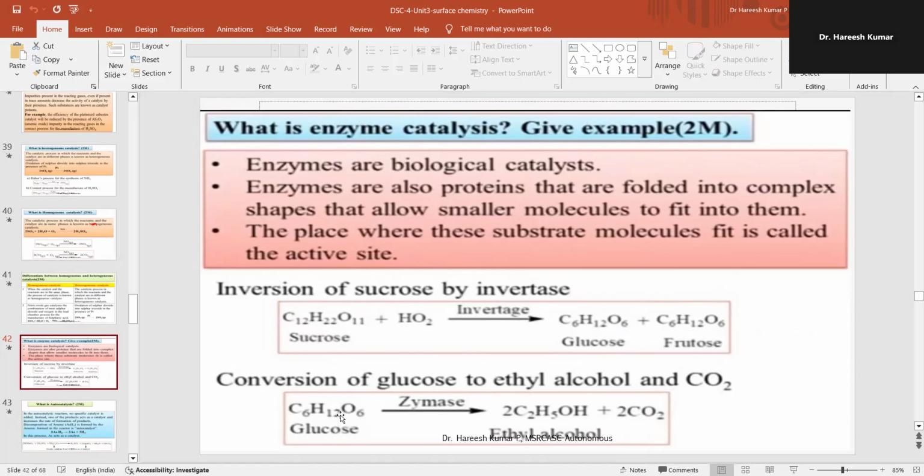Then there is the conversion of glucose to ethyl alcohol and carbon dioxide, that is, degradation of glucose in the presence of zymase. Zymase is an enzyme. It converts glucose into ethyl alcohol and carbon dioxide. These two are examples of enzyme catalytic reactions: conversion of sucrose into glucose and fructose by invertase, and zymase which converts glucose into ethyl alcohol and carbon dioxide.